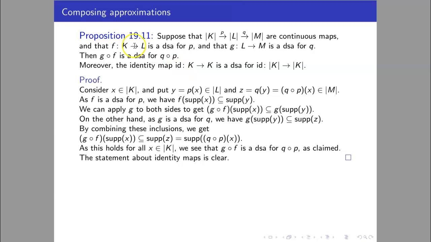And then we recorded this fact about identity maps. It's a kind of standard thing in category theory. Whenever we have a thing about composition, we have a corresponding thing about identity maps, which we chose to write down, but it's more or less clearly true.